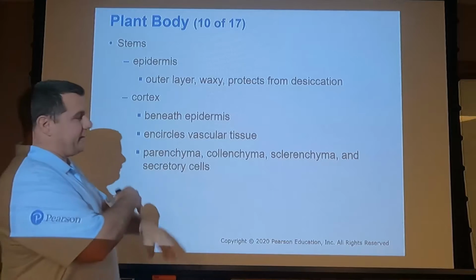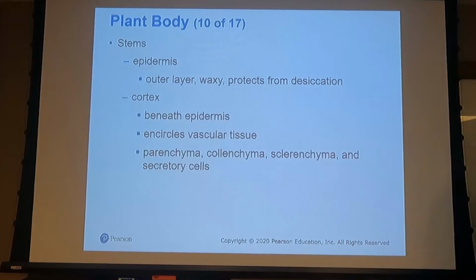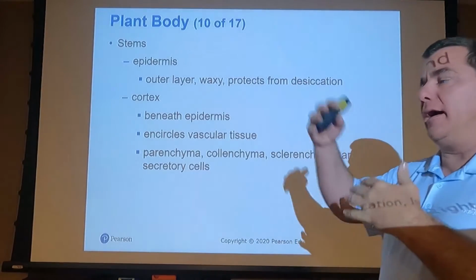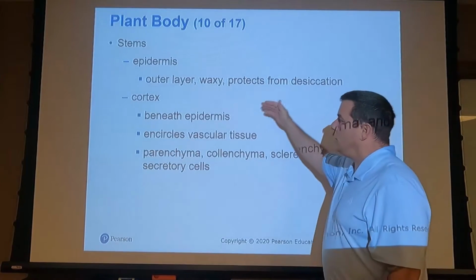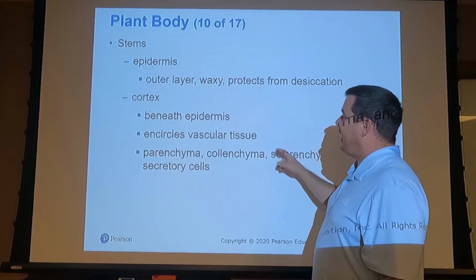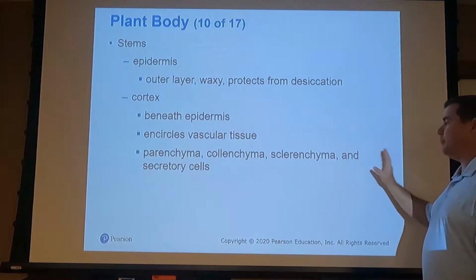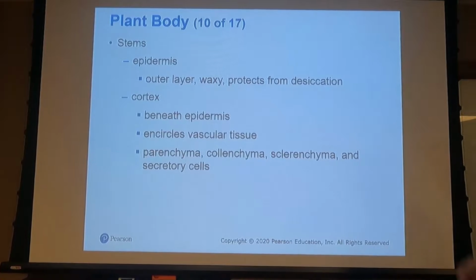The epidermis is kind of the outer layer. It can be waxy. It's going to protect from desiccation. It's also going to have some influence in gas movement. We have the cortex, which is beneath the epidermis and kind of covers and encircles the vascular tissue and is composed of the different types of tissues or cells: the parenchyma, collenchyma, sclerenchyma, and some other cells.